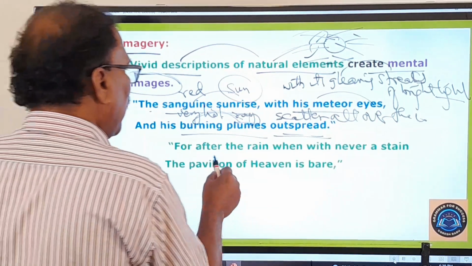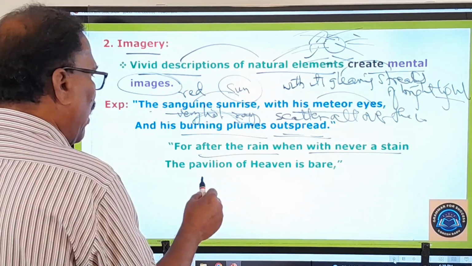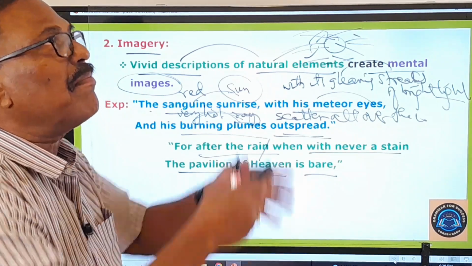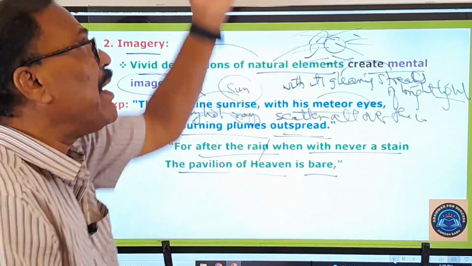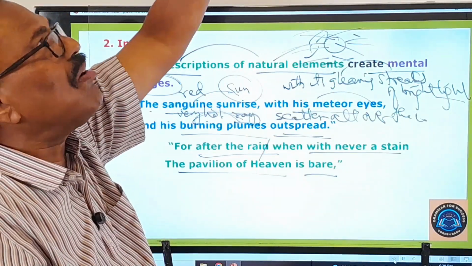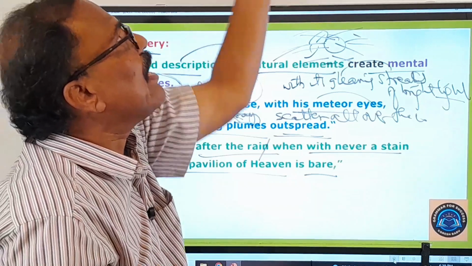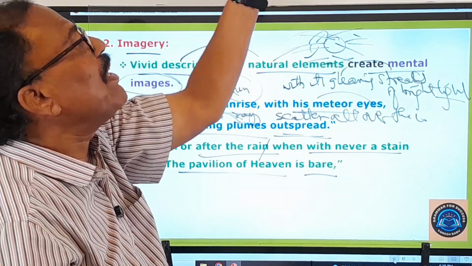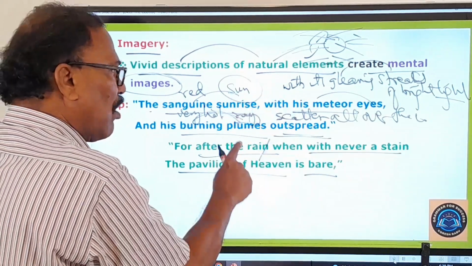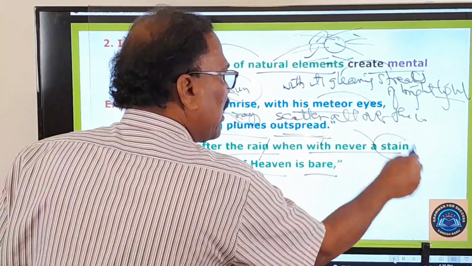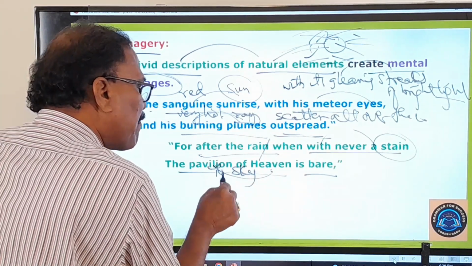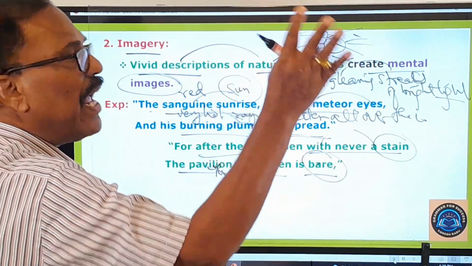For after the rain, when with never a stain, the pavilion of heaven is bare. So here, after the rain means what? After the clouds have rained, will there be any cloud in the sky? After all the clouds have rained, there will be no clouds at all in the sky. The sky will be serene, the sky will be clear, the sky will be empty of clouds. So here, after the rain means after all the clouds have rained. With never a stain means with no cloud in the sky. The pavilion of heaven means the sky is bare. Bare means clear and empty.